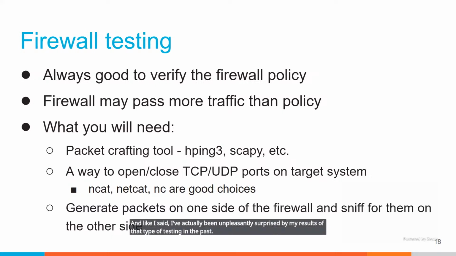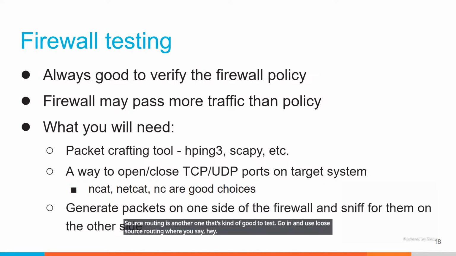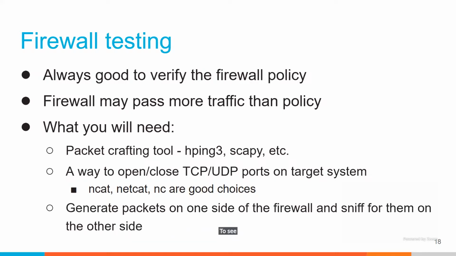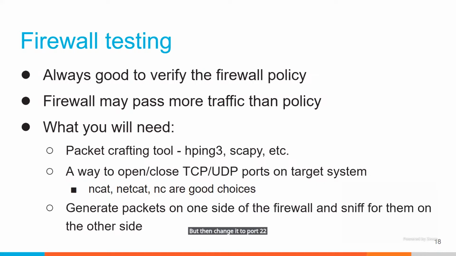Source routing is another one that's good to test. Use loose source routing where, let's say, you've got port 80 open on one system, but you've got port 22 open on another. You can do some loose source routing with some fragmentation to see if you can initially make it look like you're trying to get to port 80 on the first system, but then change it to port 22 on the other. And does the firewall fall for that?